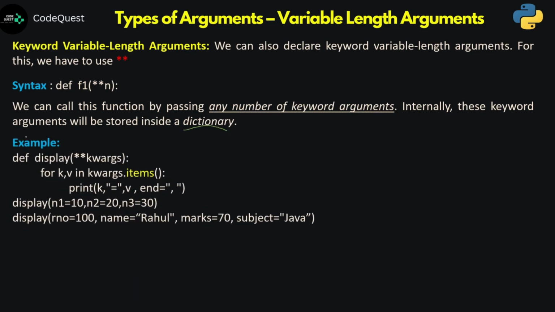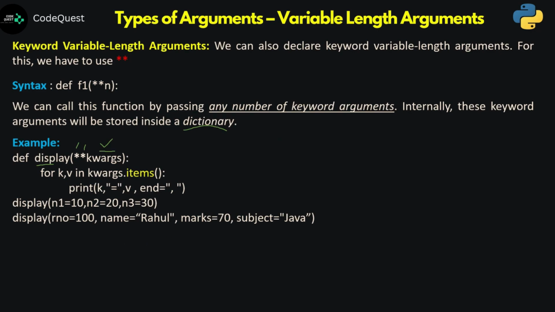Now let's see one example. Say we have taken a function here, display. We have used 2 asterisks followed by some keyword. Any name you can give, maybe A, B, C, D, anything. So we have given kwargs. Now because we understand this is going to deal with a dictionary, and a dictionary usually has 2 parts in each item, that is a key and a value.